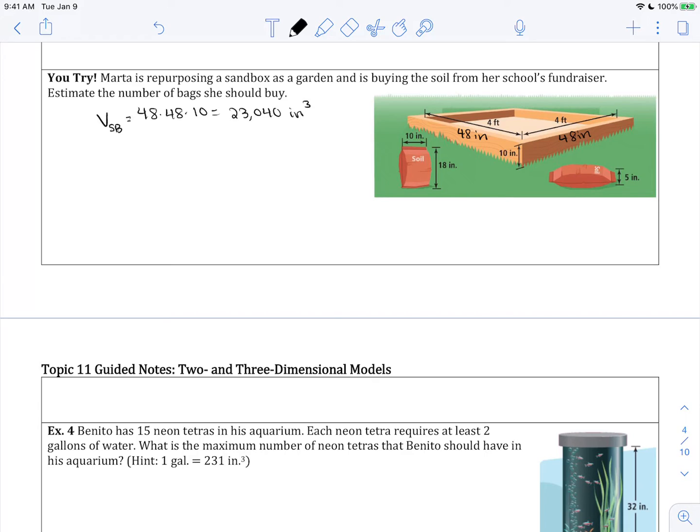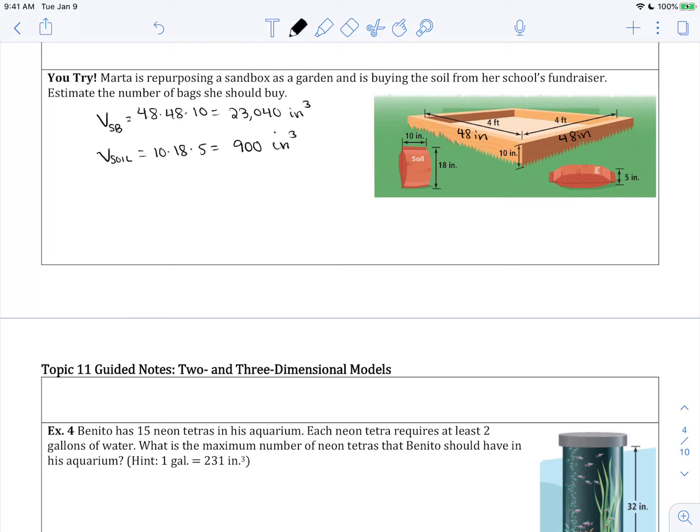Now I can get the volume of the soil. Now when we calculate the volume of the soil, let's assume that's a square prism, right, with a base that's 10 by 18 and a height of 5. So we're going to calculate that. 10 times 18, that's the area of the base of the soil, times 5. And I get 900 cubic inches.